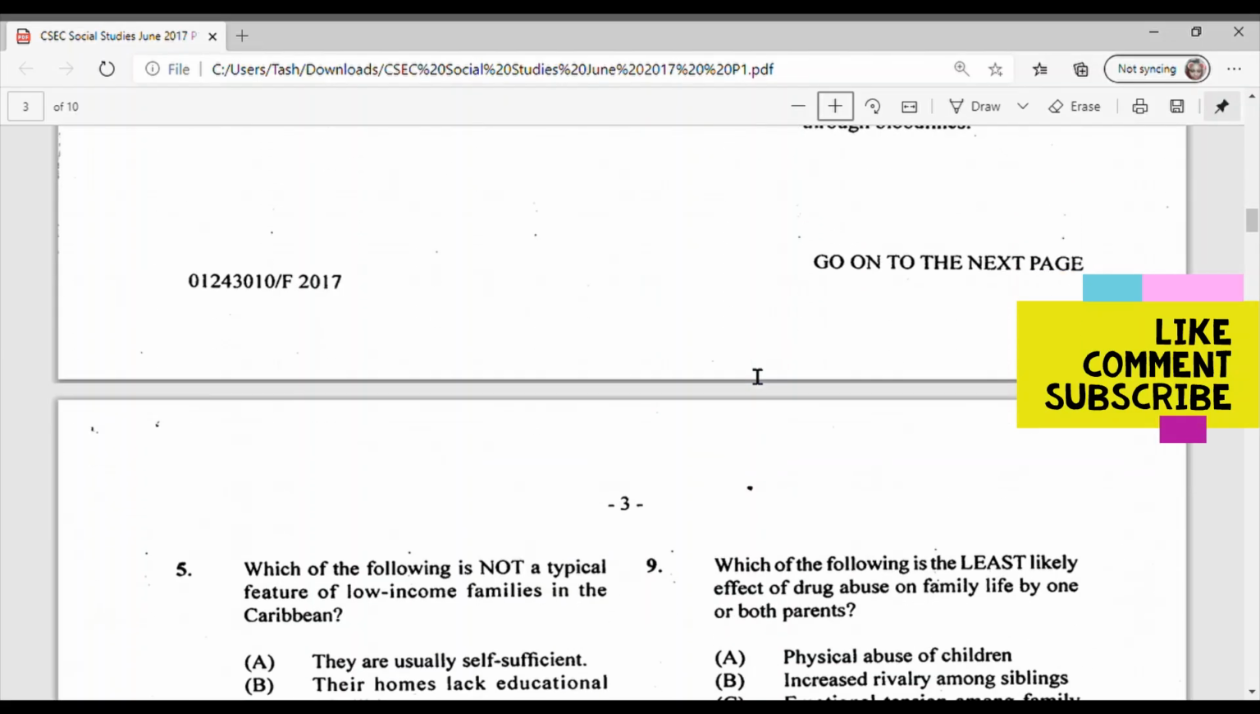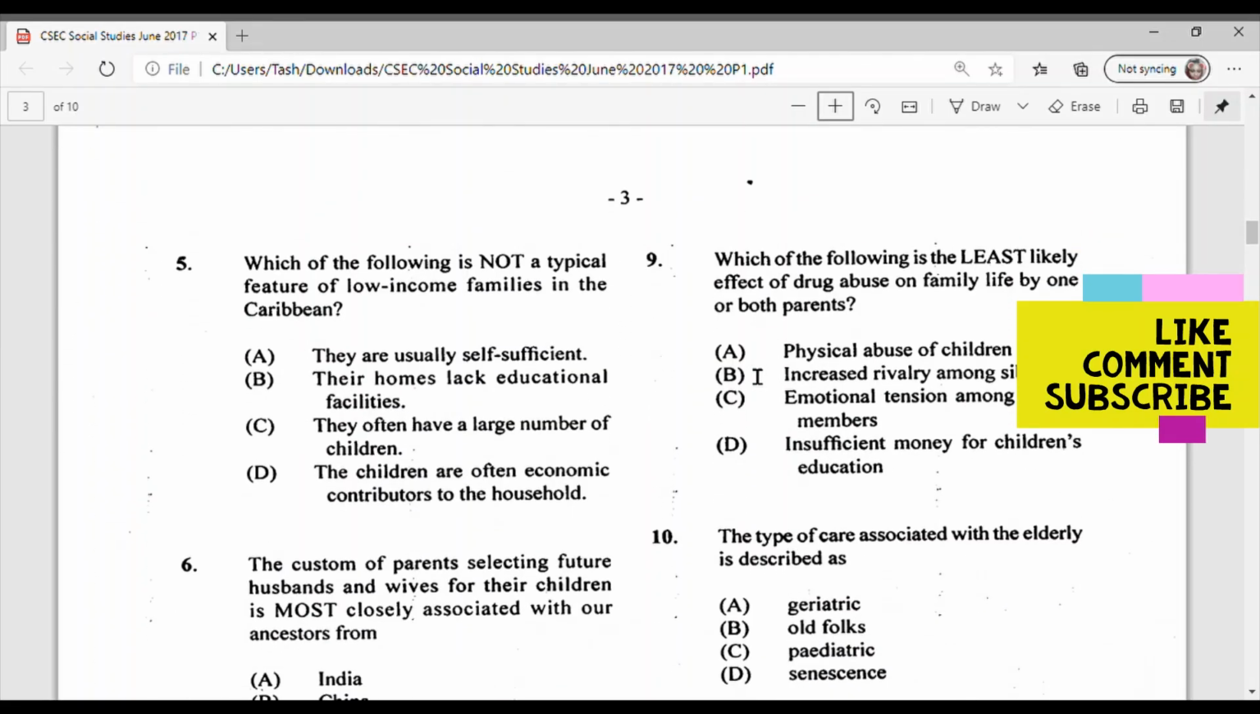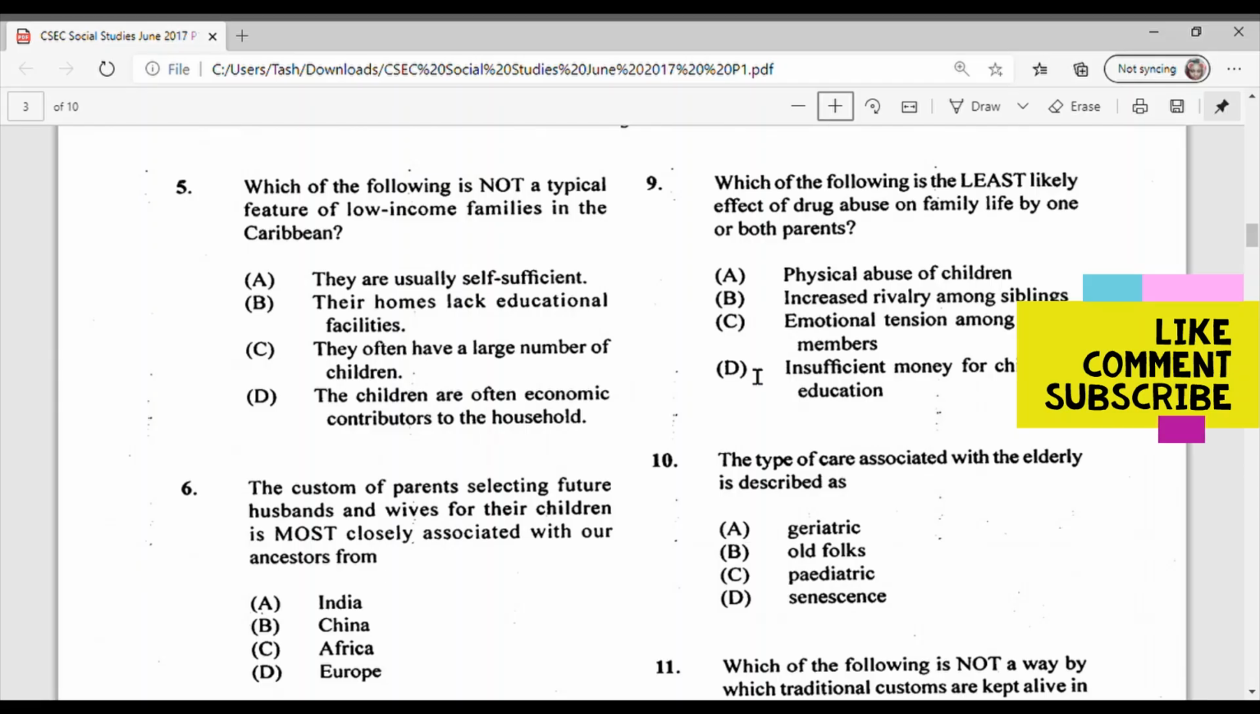Number 5. Which of the following is not a typical feature of low-income families in the Caribbean? Low income means that you have a limited amount of money, and the thing that is in bold here is not a typical feature of low-income families. A, they are self-sufficient. Well, self-sufficient would mean that you are able to take care of your business. You're able to handle your finances at home, you're able to take care of your family, etc. So that is not necessarily synonymous with a low-income family, but let's check the others.